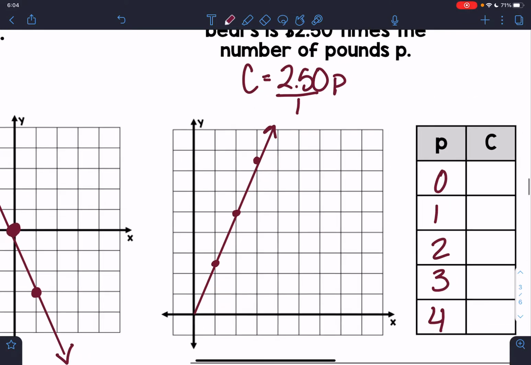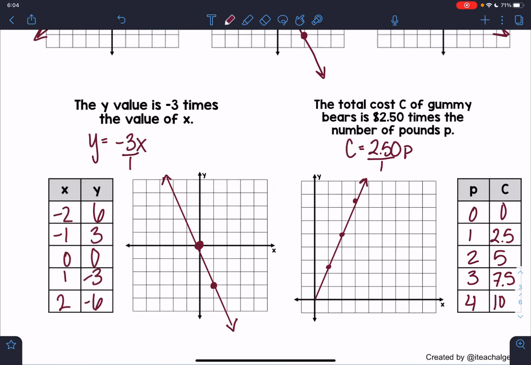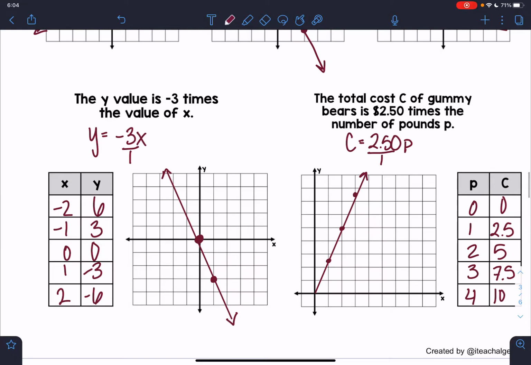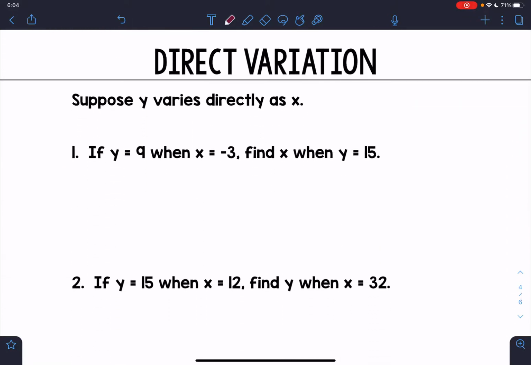So then plugging in P here, 0 times anything is 0, then 1 times 2.50 is just 2.50, 2 times 2.50 is 5, 3 times 2.50 is 7.50, and 4 times 2.50 is 10. So pretty easy stuff. I'm probably boring you right now, but we just have to know that direct variation exists.